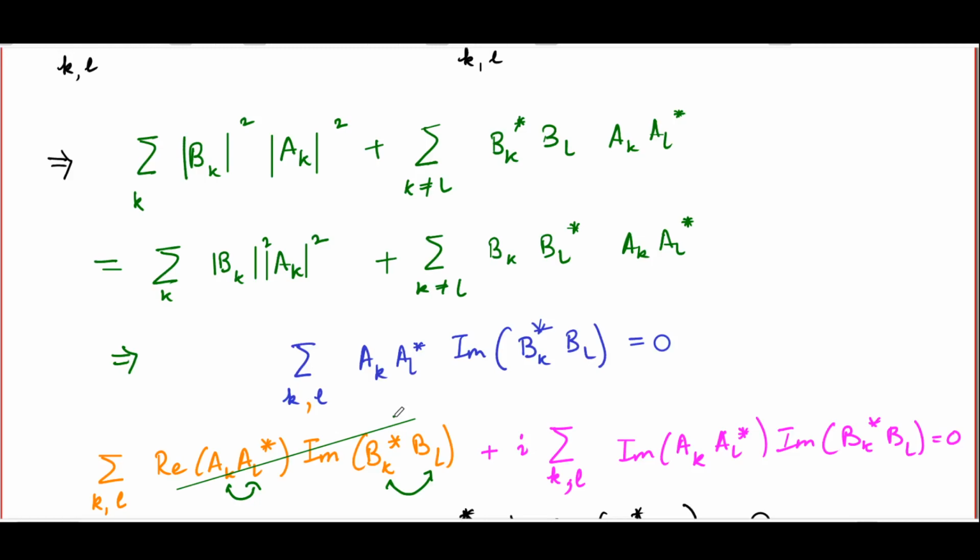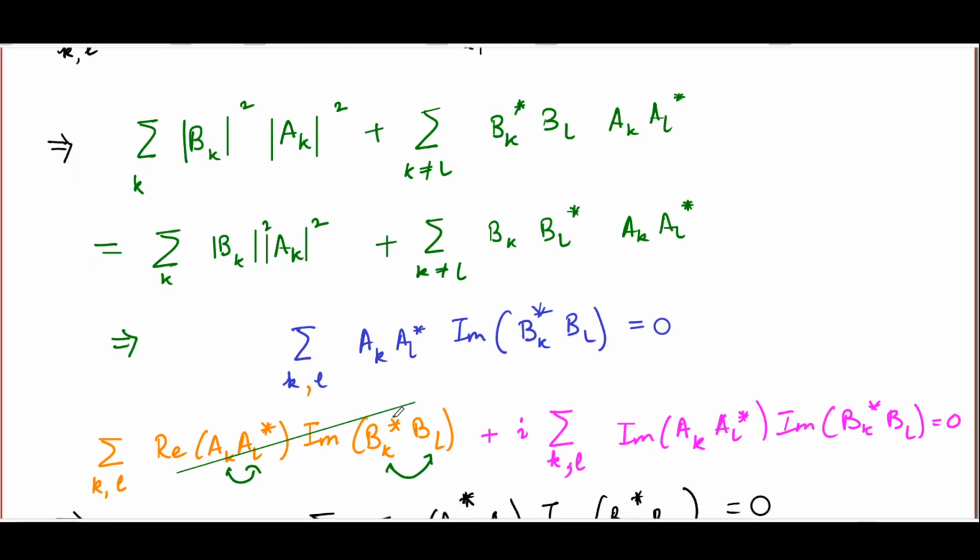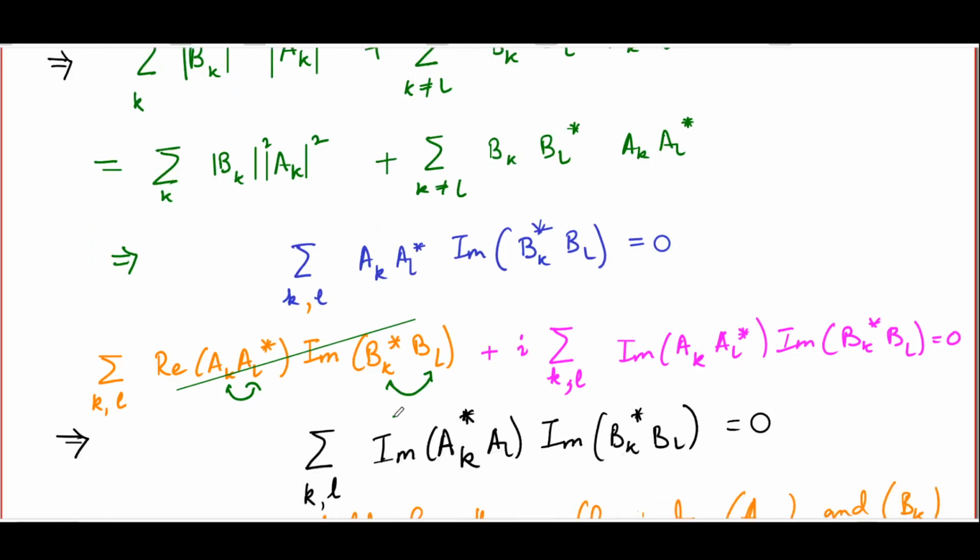So we are essentially left with only one condition, and that is the sum over K and L of the imaginary part of AK star AL times the imaginary part of BK star BL equals 0. I switch the order of the A's here simply to make it look a bit more symmetric.